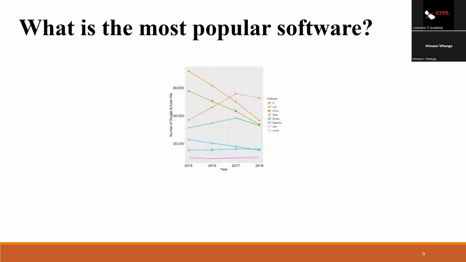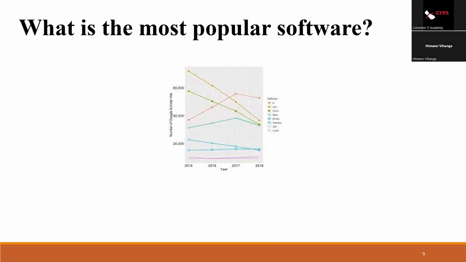So as you can see in this graph, SAS was very popular in 2015 and also in 2016, right? But that trend is decreasing when you come to 2018. But please look at the pink color line, which is representing the R.